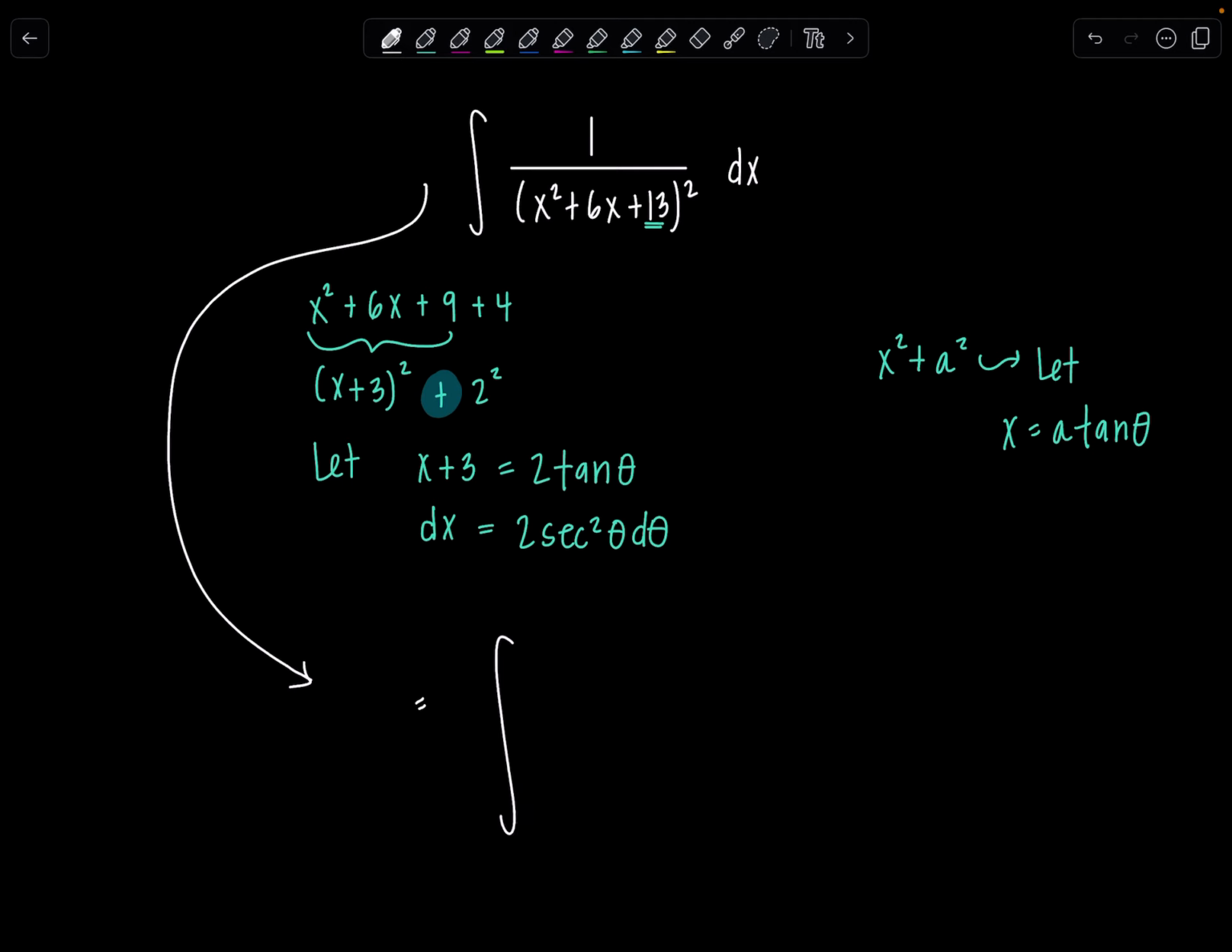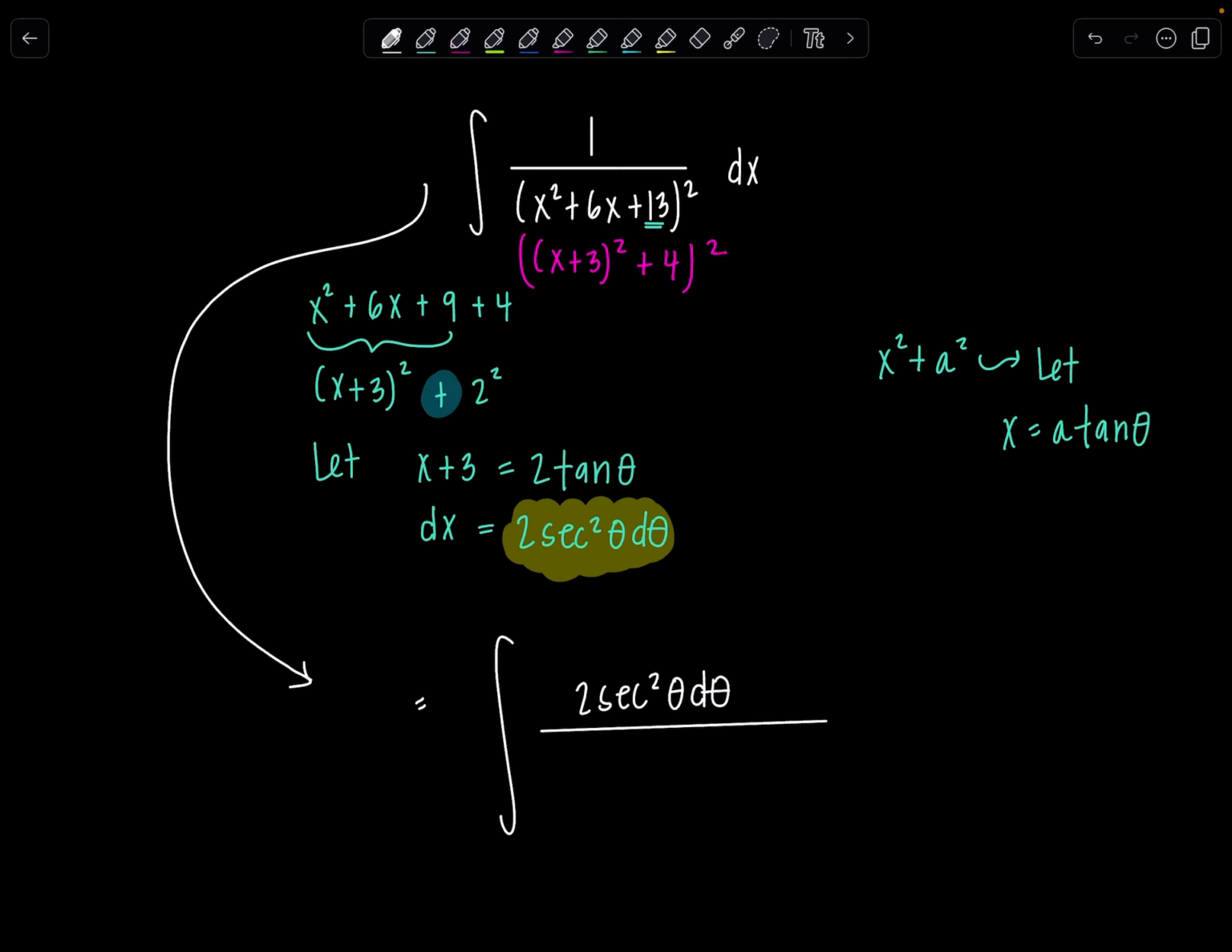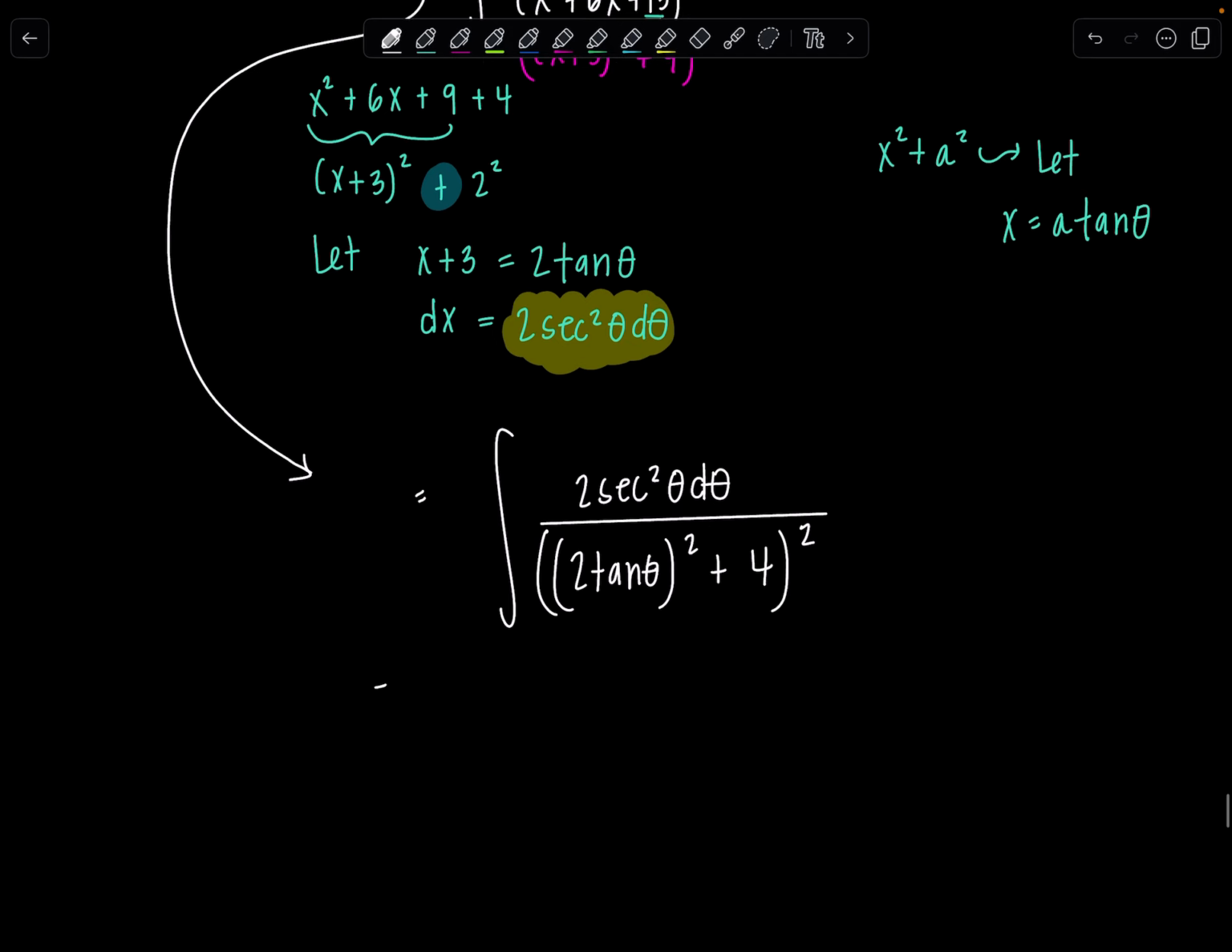I have, instead of 1 dx in the numerator, I'm just going to replace it already with 2 secant squared theta d theta. That's going to go upstairs. 2 secant squared theta d theta over. And then remember, in the denominator, yes, we have (x squared plus 6x plus 13) squared, but that's also (x plus 3) squared plus 4, all squared. So now I'm going to replace x plus 3 with 2 tan theta. That all gets squared, plus 4, and then this whole denominator is squared, like that. Okay, so let's clean up now, and then see what reveals itself.